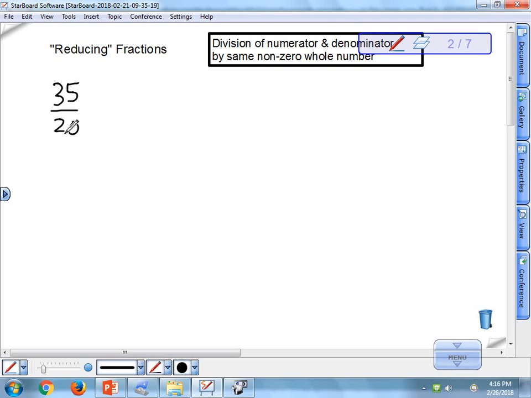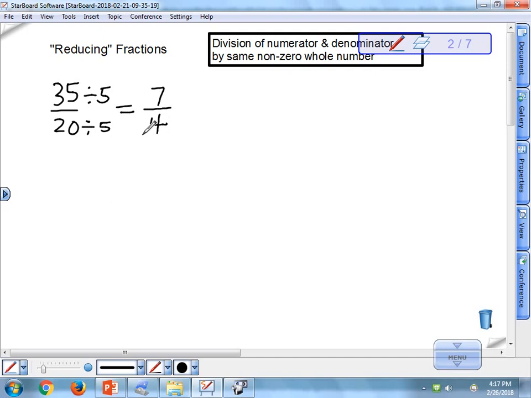numerator and denominator. You can see in the box that the way we need to do it is by dividing the numerator and the denominator by the same non-zero whole number. So in this case, 35 over 20, I can easily see that if I divide this by 5 and divide the denominator by 5, I will get an equivalent fraction of 7 over 4.